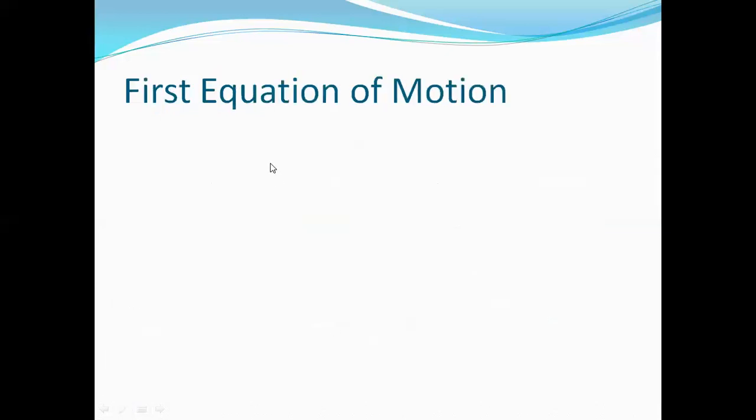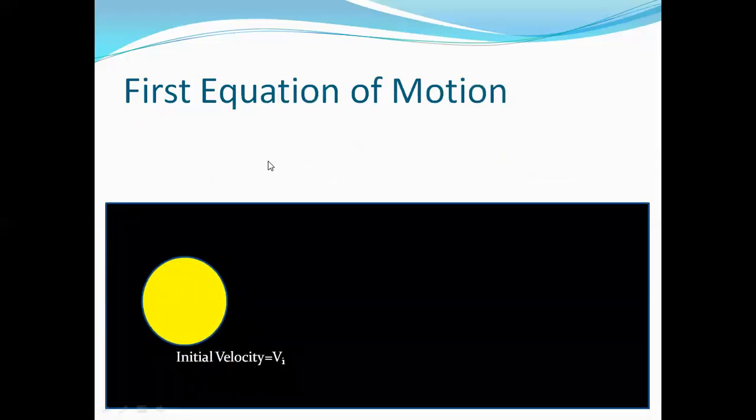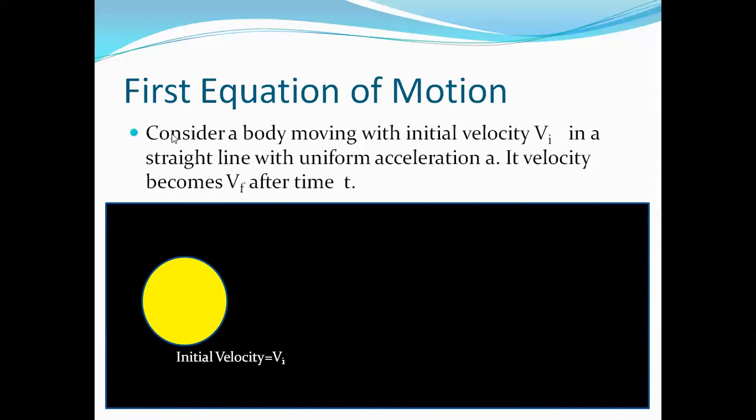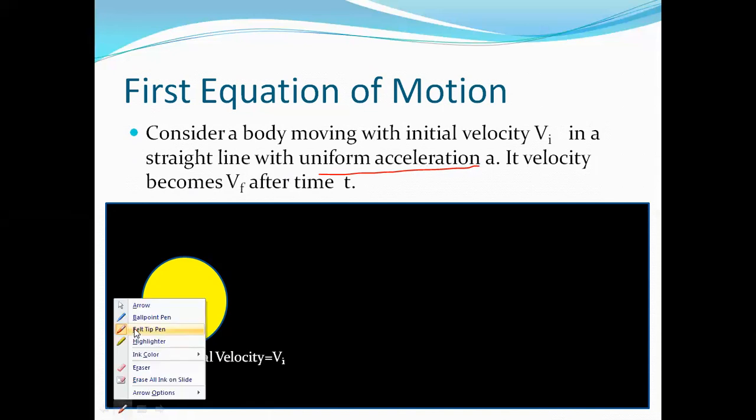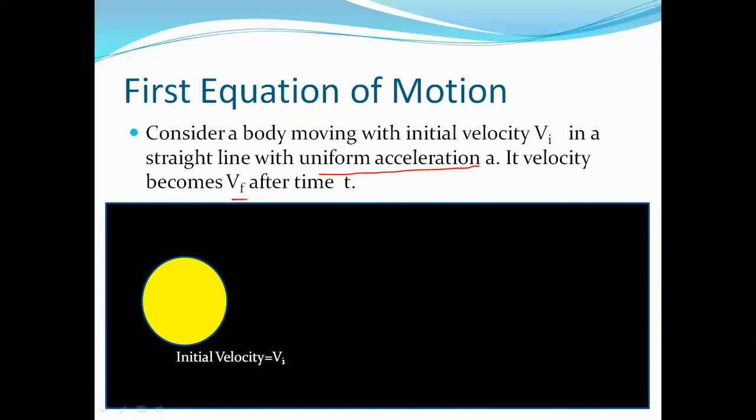First equation of motion. Now, what is the first equation of motion? For that, let us assume that we have a sphere of yellow color. It has some initial velocity and it starts moving. Consider a body moving with initial velocity Vi in a straight line with a uniform acceleration. Uniform acceleration, students, means the velocity is increasing but at a constant rate. Its velocity becomes Vf after time t.